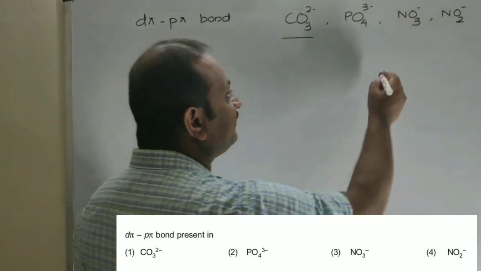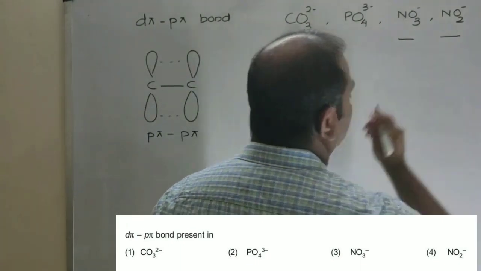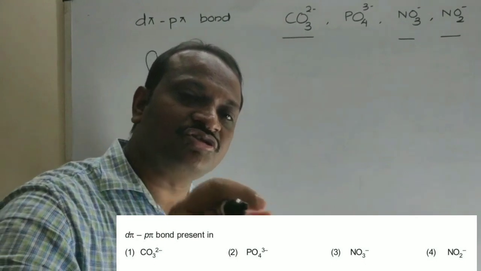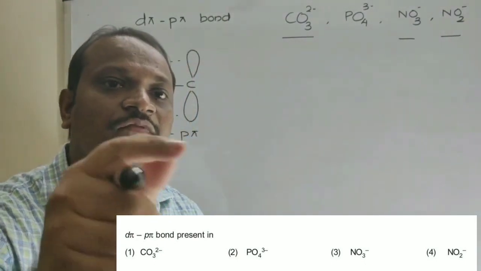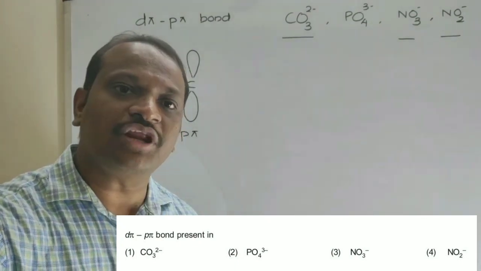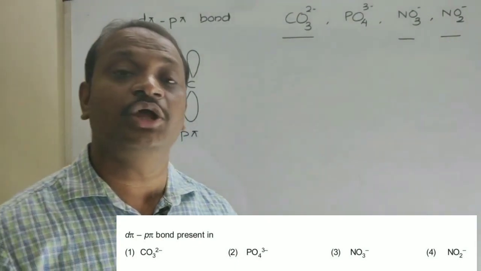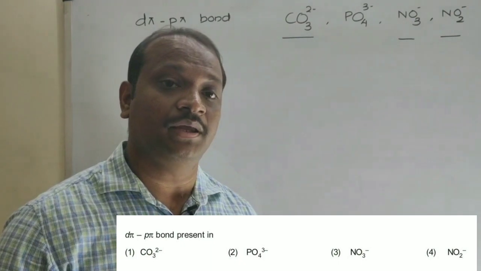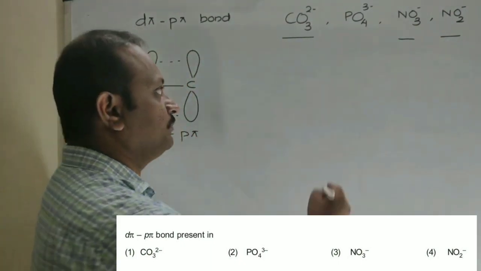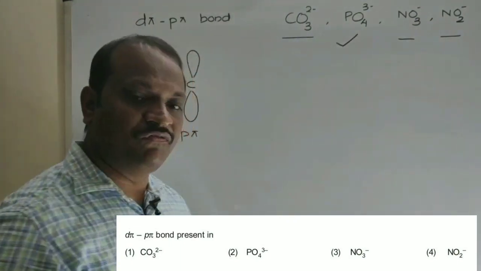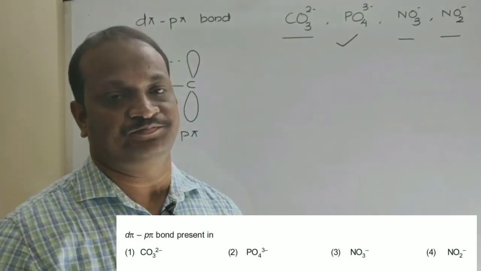Similarly, nitrogen and oxygen. Nitrogen belongs to the second period. Oxygen also belongs to the second period. There we don't have a 3s or 3p or 3d. Then how will they be able to form d pi p pi? It's not possible. But in the second option, we have phosphorus and oxygen.